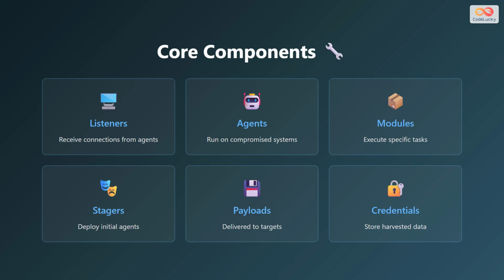PowerShell Empire consists of 6 main components that work together. First, listeners receive incoming connections from agents running on target systems. Second, agents are the programs that run on compromised machines and communicate back to the attacker. Third, modules are specialized scripts that perform specific tasks like capturing screenshots or extracting passwords. Fourth, stagers are small programs that deploy the full agent onto a target system. Fifth, payloads are the malicious code delivered to targets during the initial compromise. Finally, the credentials database stores usernames and passwords harvested during the attack. Understanding these components helps defenders recognize the attack chain.